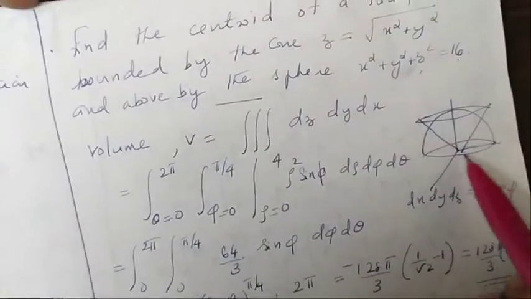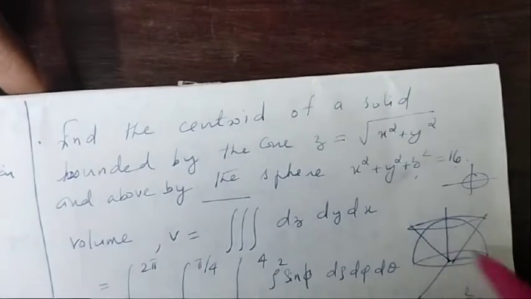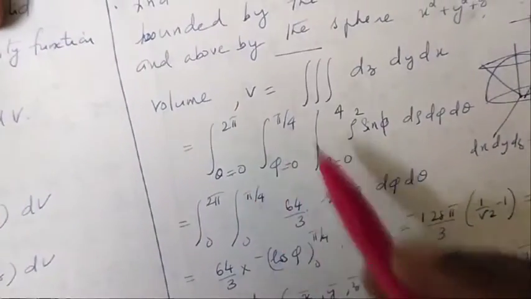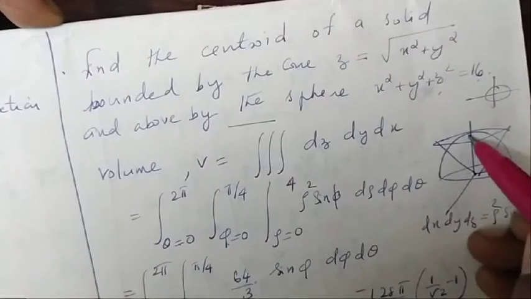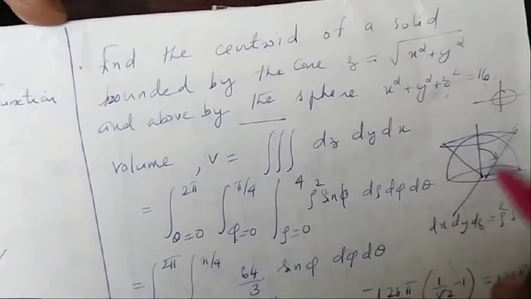Theta, it is the projection. Okay, like that projection. So the projection is a circle. So theta from 0 to 2 pi. And what is phi? Phi is the angle made with the z axis. So that is about the cone. So 0 to pi by 4.